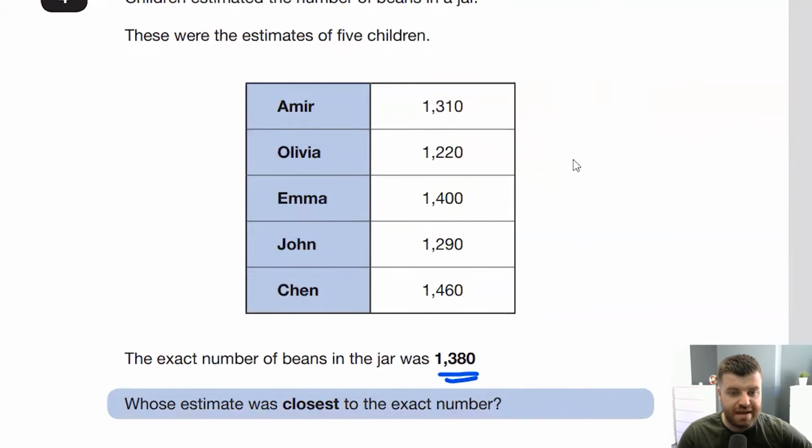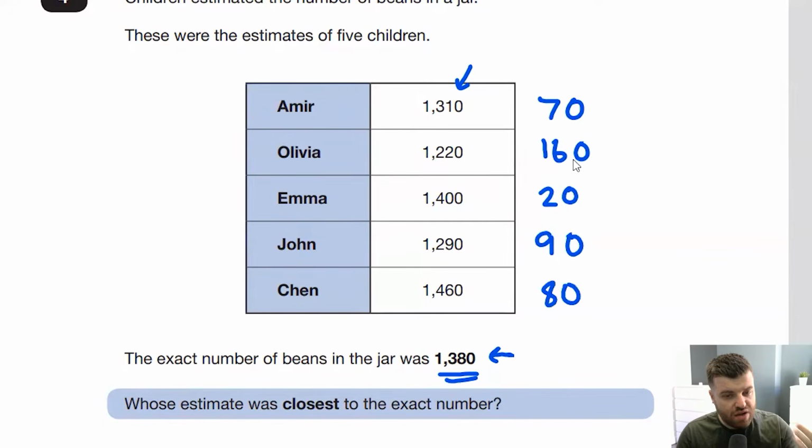Well, we're going to do quite a lot of maths here. How far away from 1,380 is 1,310? Well, that's 70 away. Olivia is 160 away. We've got Emma, who is actually over, but we can still work out the difference. It's going to be 20 away. John here is 90 away, and Chen is 80 away. Chen is over, Emma is over, and the rest are below, but that doesn't matter. All we're doing is how far away are we, or how close are we? So there's our details down the side, and now we can answer the questions really easily.